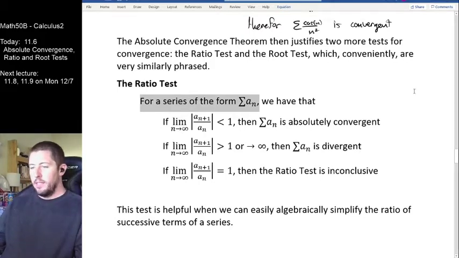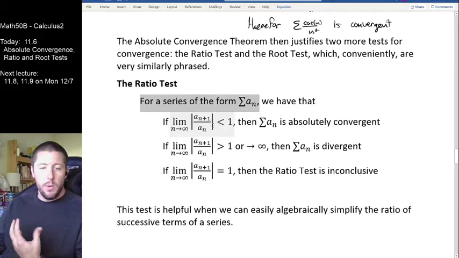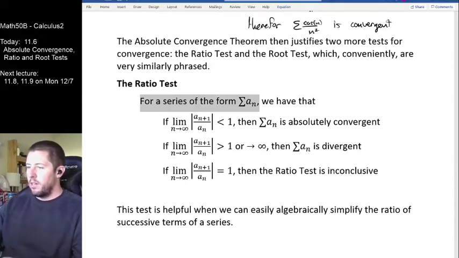What this is going to say to us is that if we look at successive terms of this series in absolute value, their ratio, if the absolute value of the ratio of consecutive terms in the associated sequence is less than 1, then our series is going to absolutely converge and therefore converge.